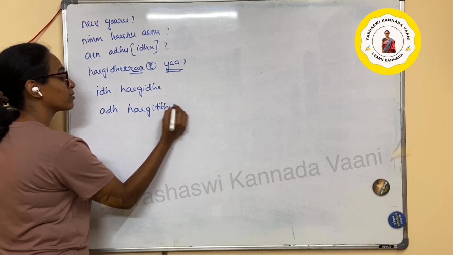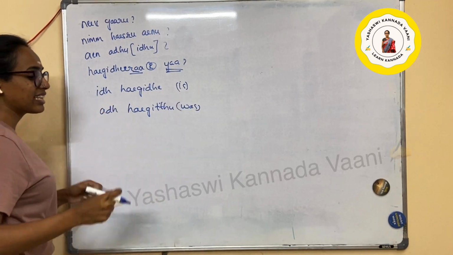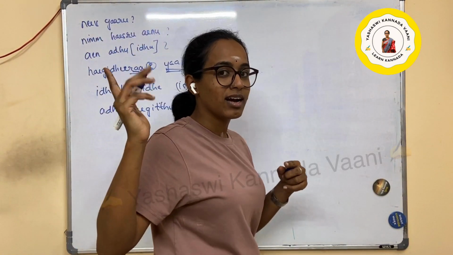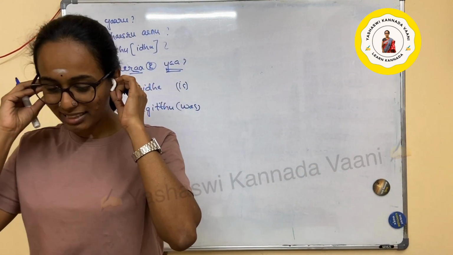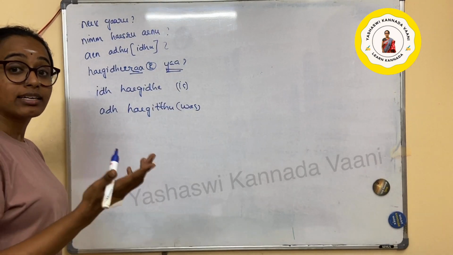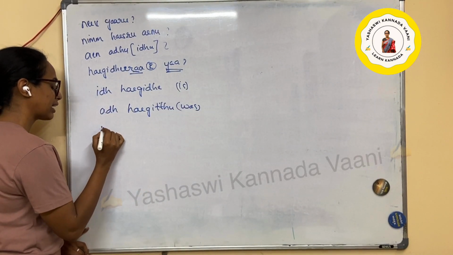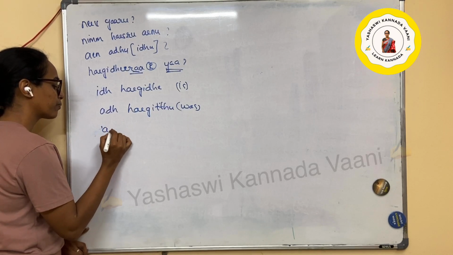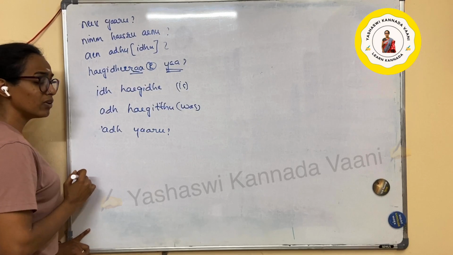Very important. So this is in the past and this is in the present. Idu hegide. How is that? How was that? Adu hegittu. Clear? I'm really sorry for the dog barking in the background. Next one. Who is that? Yaradu. Or I can also say adu yaru. Adu yaru. Yaradu.